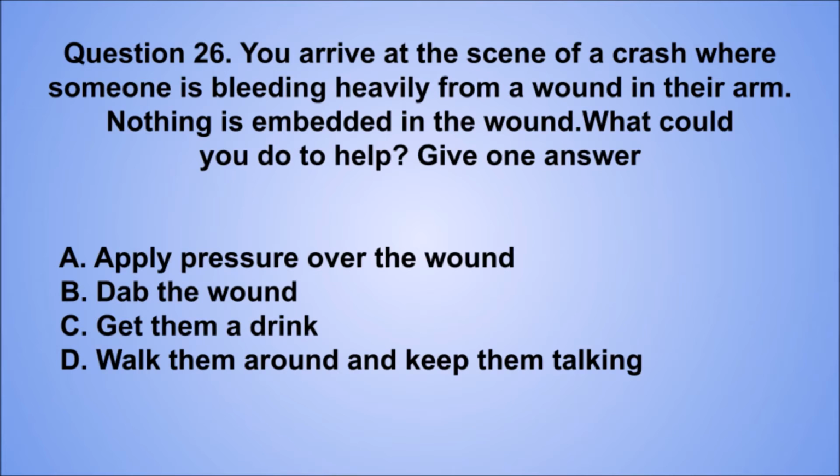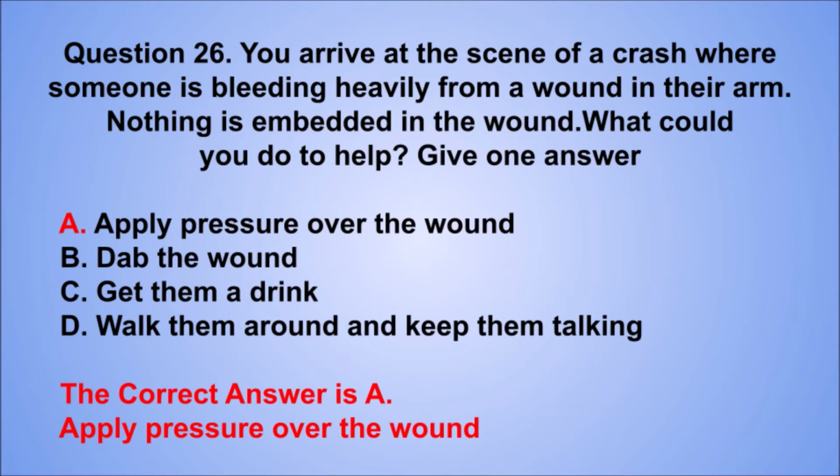Question 26. You arrive at the scene of a crash where someone is bleeding heavily from a wound in their arm. Nothing is embedded in the wound. What could you do to help? Give one answer. A. Apply pressure over the wound. B. Dab the wound. C. Get them a drink. D. Walk them around and keep them talking. The correct answer is A.